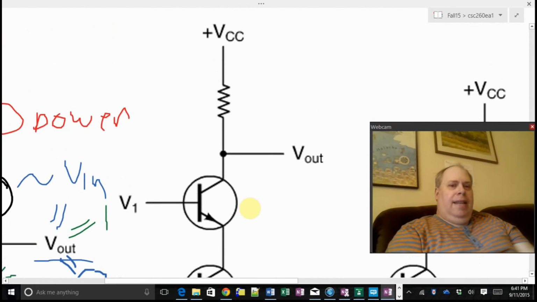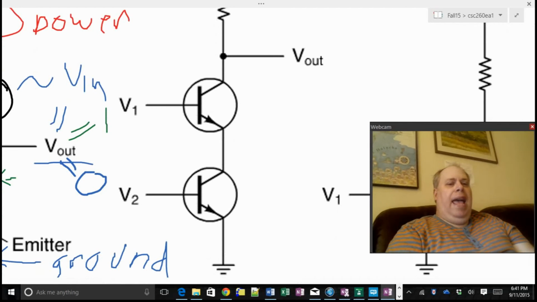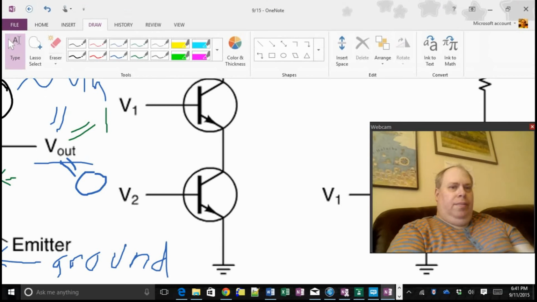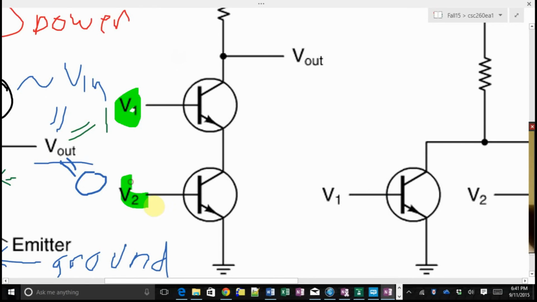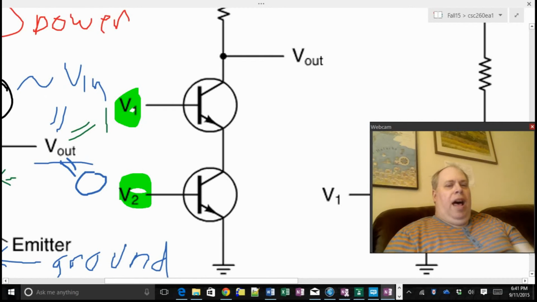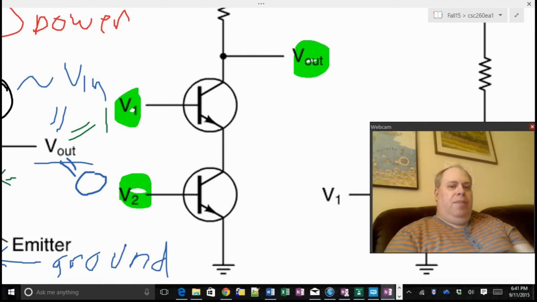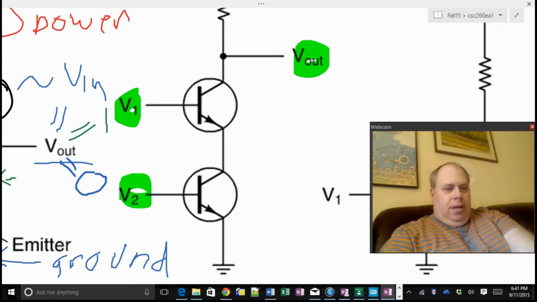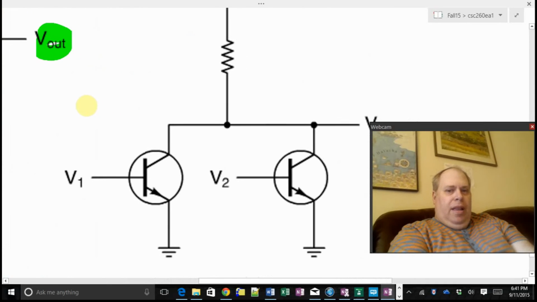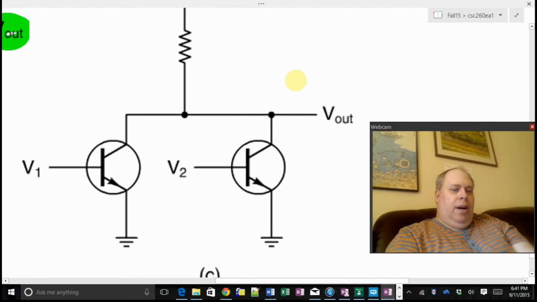Okay, so the basic thing is this circuit is a NAND. When V1 and V2 are both on, V out becomes 0, gets cut to ground. Otherwise, if they're not both on, V out becomes 1. So it's "not and", is what this circuit is. And similarly, this guy is a NOR.